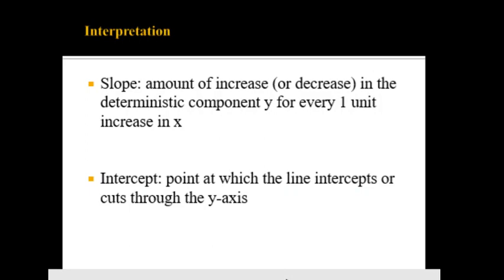So we know slope is the amount of increase or decrease depending on the sign. If it's a positive value, then it's an increase. If it's a negative value, then that means the value is decreasing as x increases by 1 unit. So the amount of increase in y for each increase in x by 1 unit, that's the slope. And the intercept is the point where the line crosses the y-axis, or in other words, it's the value of y when x is 0.